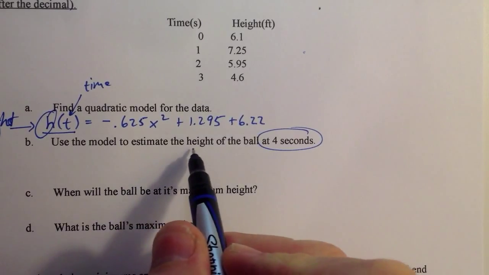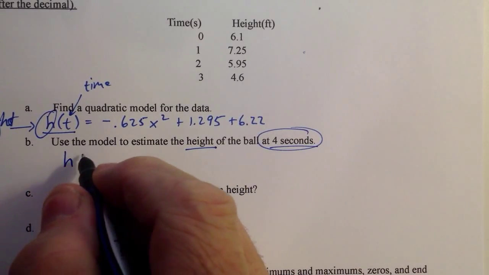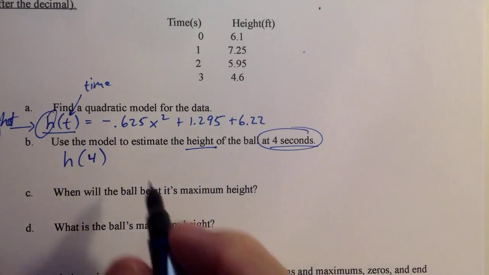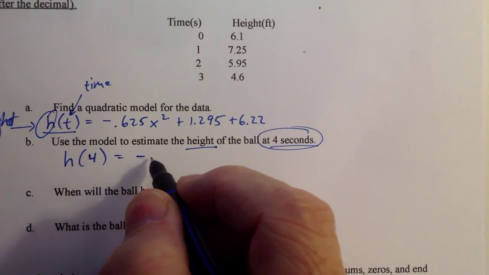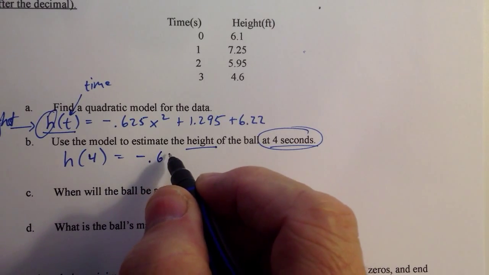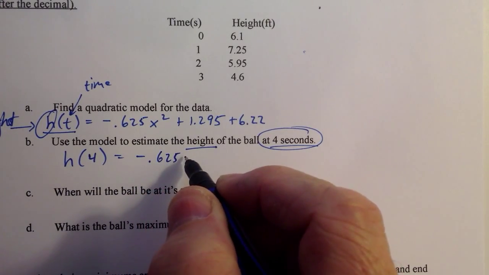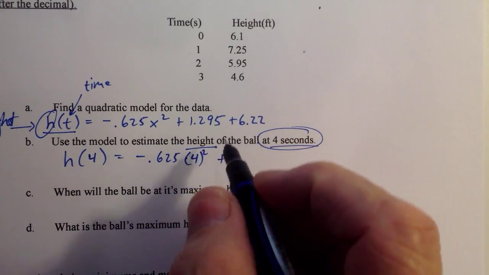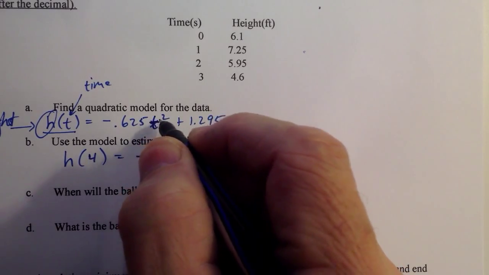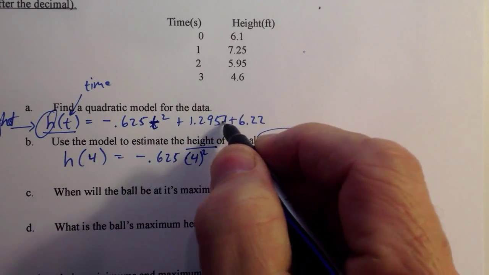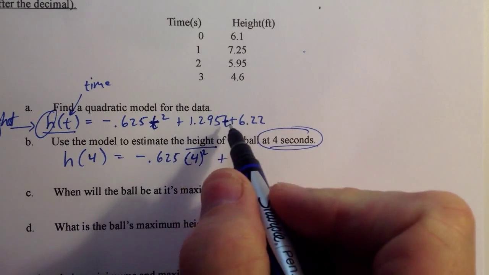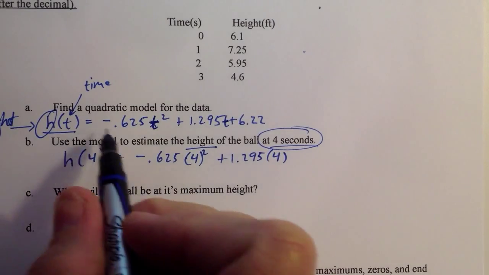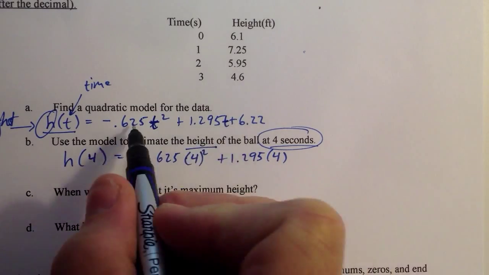So if we want the height at T seconds, then what we want is H, or at 4 seconds, we want the H of 4. And so if we want the H of 4, we're going to write down H of 4 is equal to negative 0.625 times 4 squared, put in parentheses, plus, oh, I forgot the T. I should have put a T there, sorry. There we go. So we did have a problem there. So the 1.295 was being multiplied by the T. So back to this. I messed up on that one, but I just corrected it.